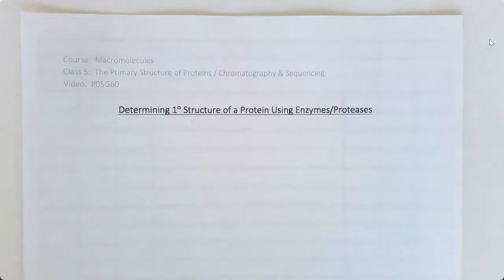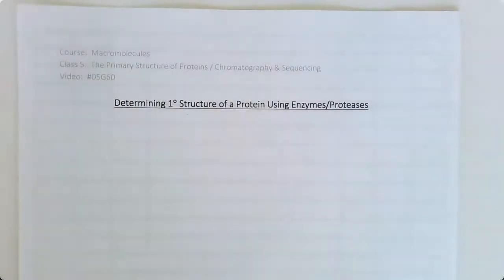You may ask, well, why can't we just sequence the whole thing using Edman degradation? Well, that doesn't work with larger proteins, so we're going to first cut them up into smaller fragments using certain enzymes. Now, let me list three enzymes and where they cut, and we're also going to look at one chemical that selectively cuts after the methionine residue.